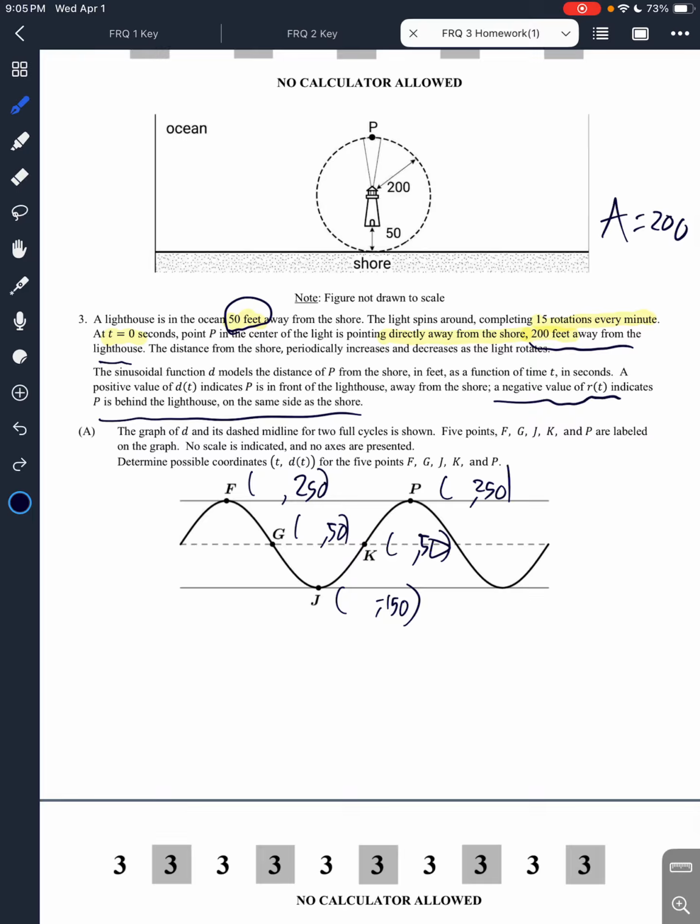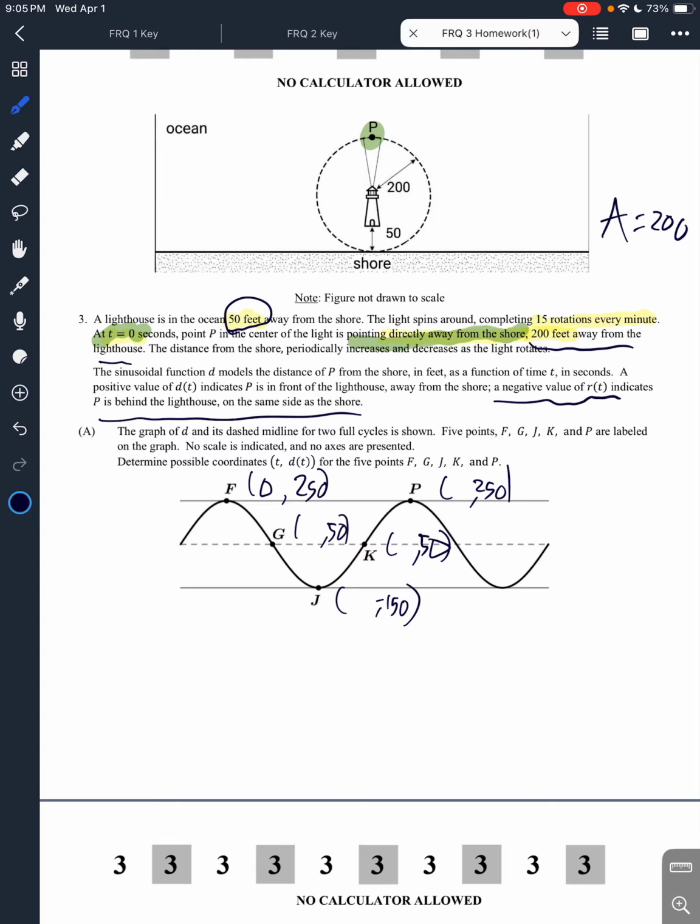So for the x coordinates or the t coordinates, they're always going to give you a starting point. So they're going to say at t equals something. So like right here, they say t equals 0. The light is directly away from the shore, which is where they show up there. So t equals 0, it is as far away from the shore as it's ever going to get. That would be either at F or at P. I'm going to pick F because then we have positive numbers and it makes the rest of the problem a lot easier.